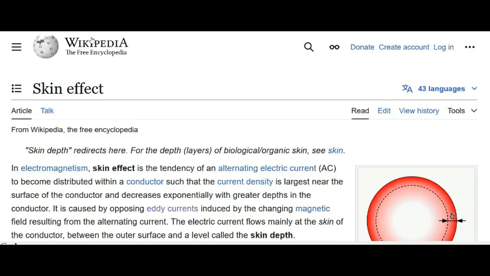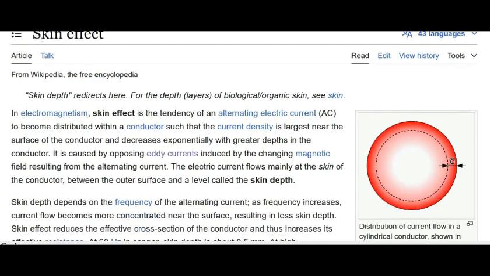So we can go to Wikipedia. I don't like them for some things, but I really like them for other things. And it's not bad here. Skin effect is the tendency of an alternating current to become distributed within a conductor such that the current density is largest near the surface and decreases exponentially with greater depths.